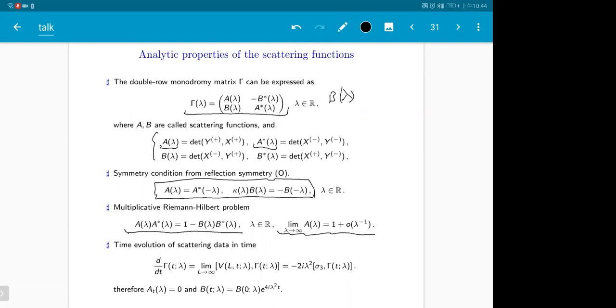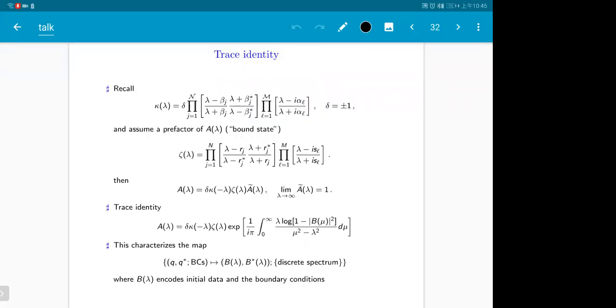Since we assume that the fields vanish as x goes to infinity, then we have the usual type of time evolution of the scattering function. So A is preserved by time evolution and B evolves in this way. Then by looking at this multiplicative Riemann-Hilbert problem, we can derive what is called the trace identity for these scattering functions. Basically you express your function A in terms of B. So B actually encodes both your initial data and the boundary conditions.